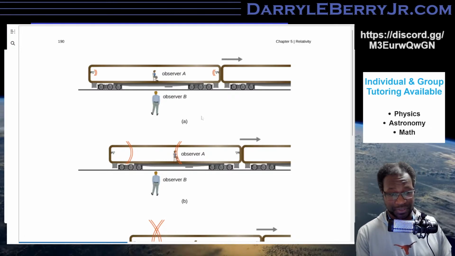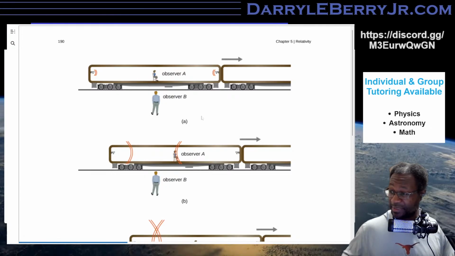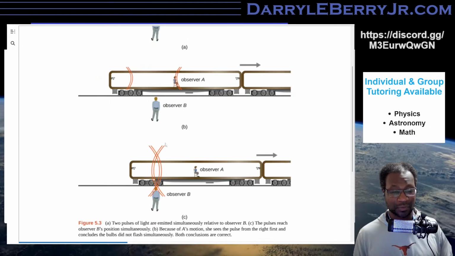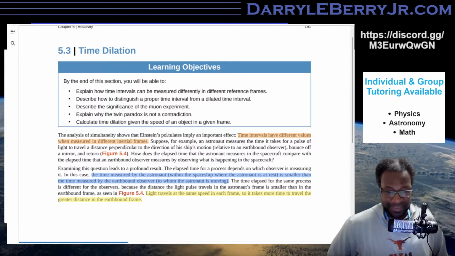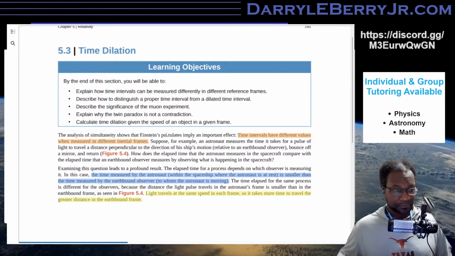So even though if the person on the train did a Newtonian experiment, they will get the same results as the person on the ground doing the experiment. When it comes to measuring timing of things, it could be a bit different depending on who's doing the measuring. So we'll continue with that and talk about time dilation.